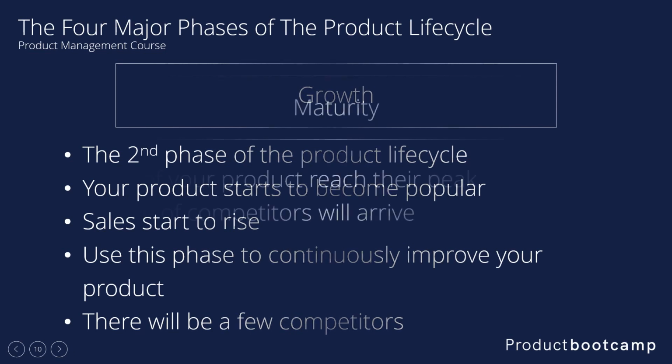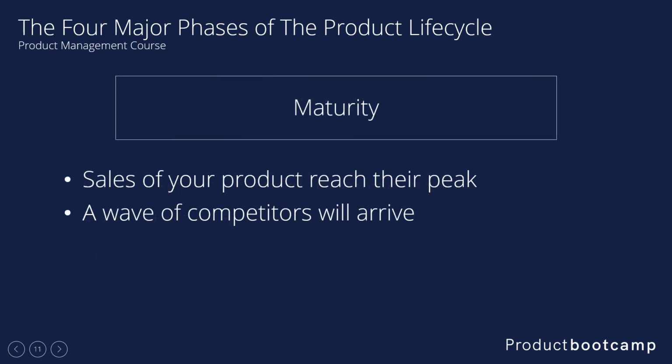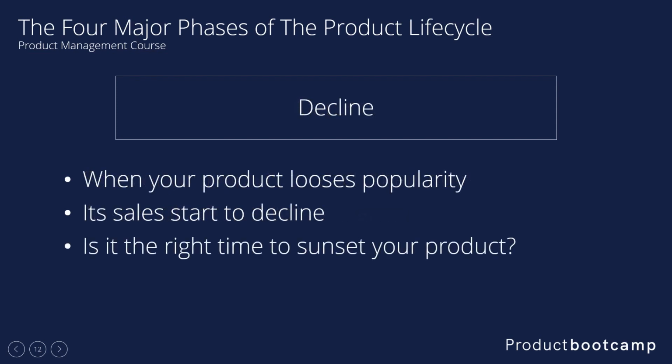Maturity. Maturity is when the sales of your product reach their peak. You'll also start to see a wave of competitors. Decline. Now, decline is when your product loses popularity and its sales start to, yep, you guessed it, decline. At this point, you might start thinking about whether it's the right time to sunset, aka kill, your product and move on to something else.